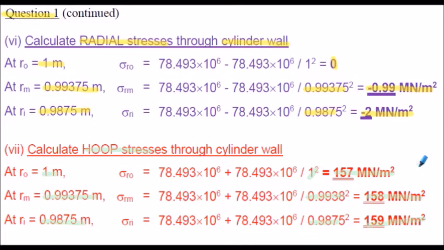And it's not surprising that the hoop stress varies very little across the vessel wall, because this is actually a thin cylinder. We know an assumption made in thin cylinder theory is that the hoop stress is constant across the vessel wall, and we can see it essentially is constant in this case.